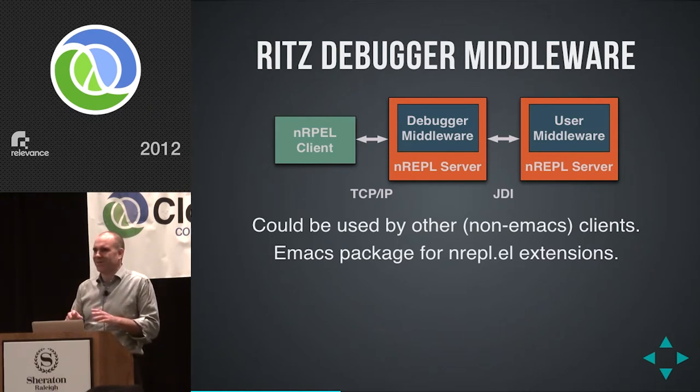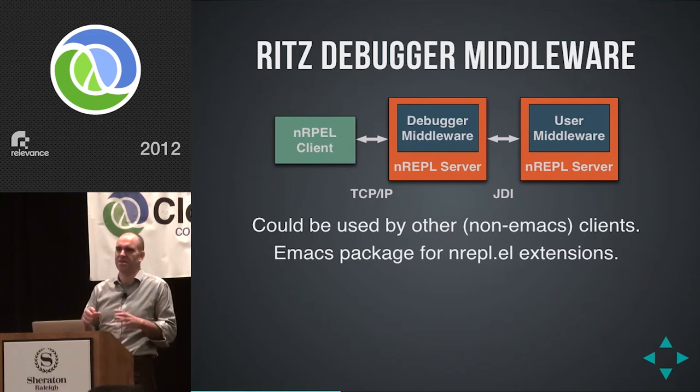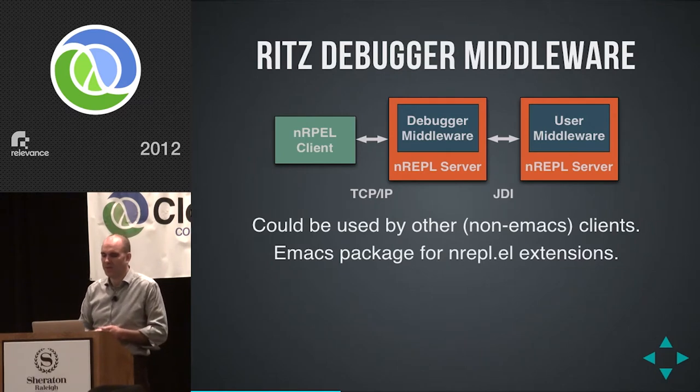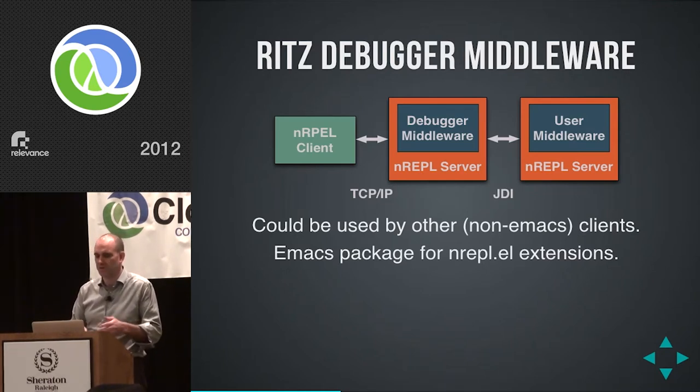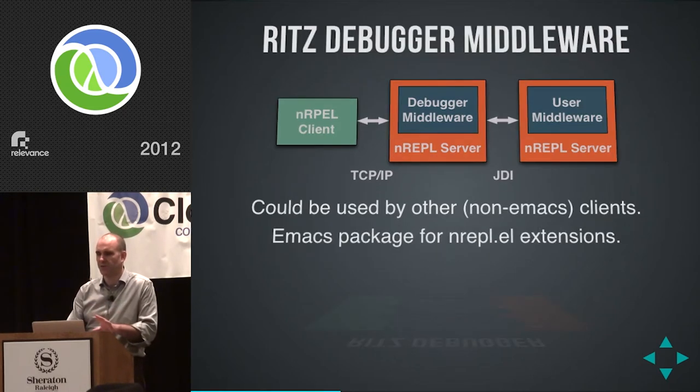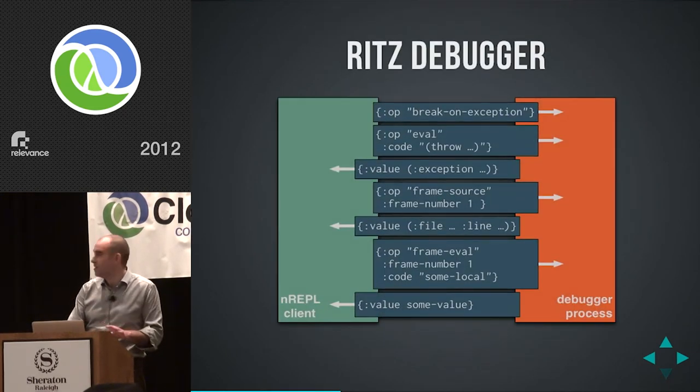Hopefully this can become a default implementation for debuggers outside of JVM-based clients. Also, the Ritz debugger comes with some extensions to nrepl.el, which are also provided in a little package. So I'm just going to give you a quick idea of how a debugger can work using middleware. I hope that's visible at the back.